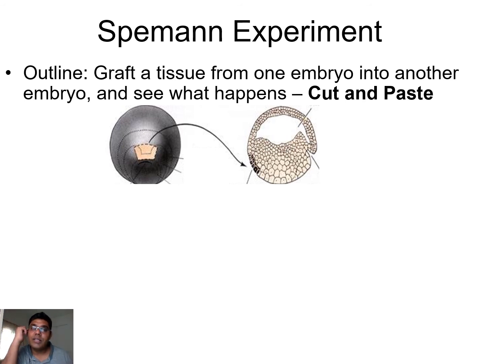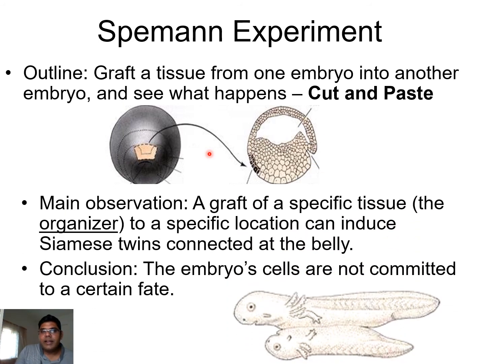So he showed that if you do cut and paste, take a specific embryo part from one of the embryos and graft it onto the other embryo. The main observation of this experiment was that a graft of specific tissue, which he called the organizer, to a specific location can induce the formation of Siamese twins which are connected by the belly. You can see here, there is a completely new organism which is formed, and it is attached to the belly of the other organism.